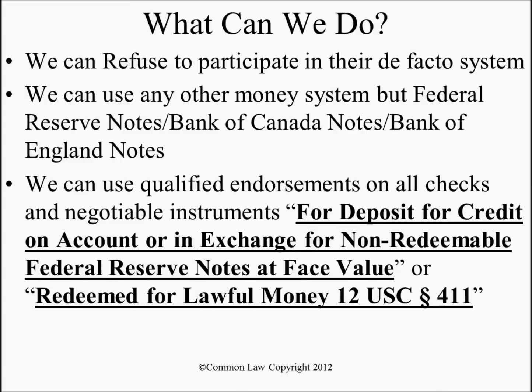We can refuse to participate in their de facto system. We can use any other money system but Federal Reserve notes or Bank of Canada notes. We can use qualified endorsements on all checks and negotiable instruments for deposit, for credit on account, or in exchange for non-redeemable Federal Reserve notes at face value. So you're basically saying that you're not getting money. Or you can, some people have used this, redeem for lawful money. And so another thing we can do is get our head out of our butt.